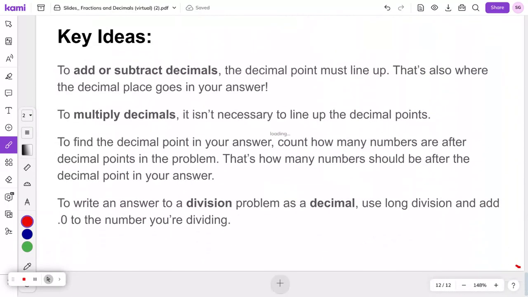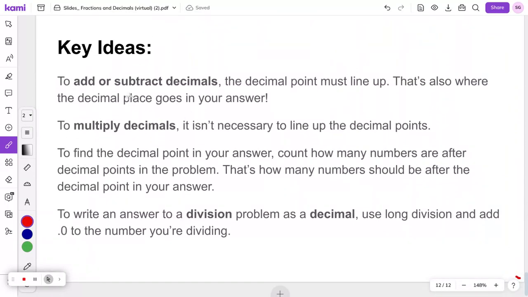And so I'm going to go down to that summary here. To add or subtract decimals, the decimal points must always line up. And that is also where that decimal point goes in your answer. So for example, if you wanted to do 2.5 plus 3.11, those decimal points need to line up. And then that is also where the decimal point would go in your answer.